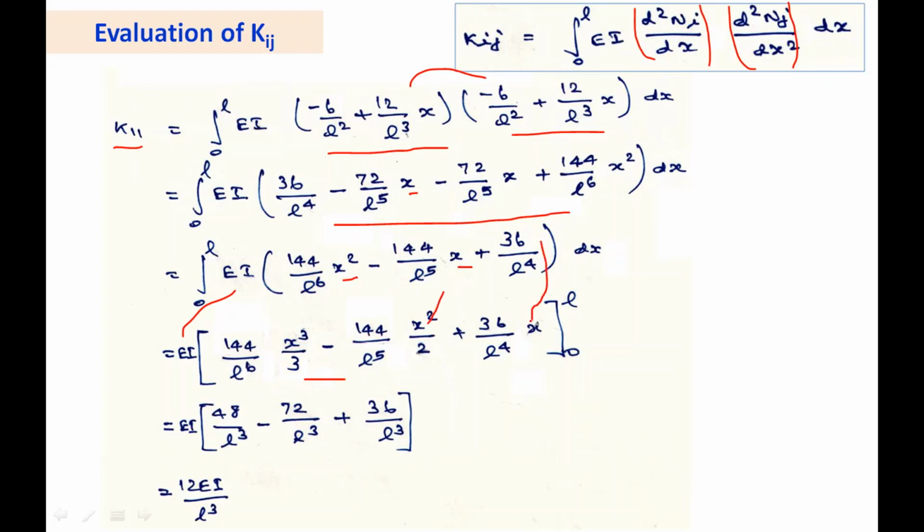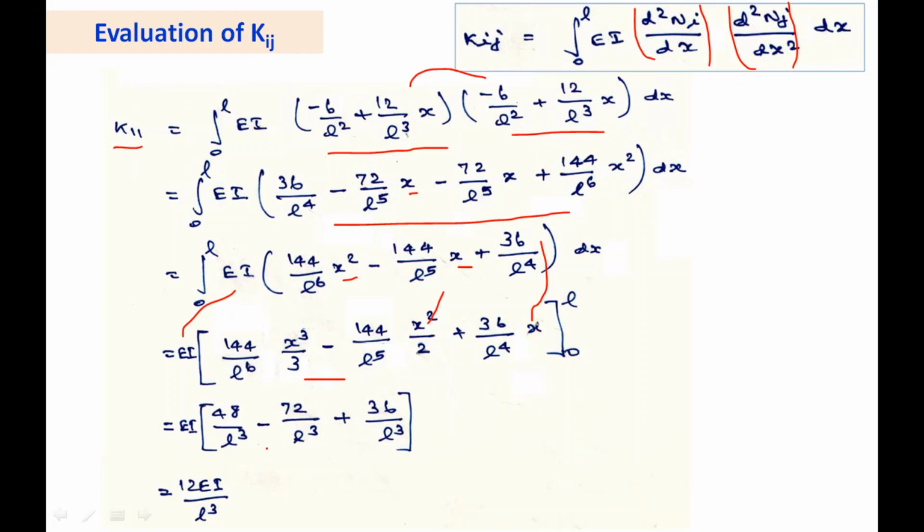So here you will get x. Apply the limit 0 to L. So you will get EI 48. This is 144 by 3 is 48. So here L cube by L6, so you will get L cube. Here 144 by L cube. Here 2 is there, so 144 by 2 is 72 square by L5. So you are getting L cube plus 36.